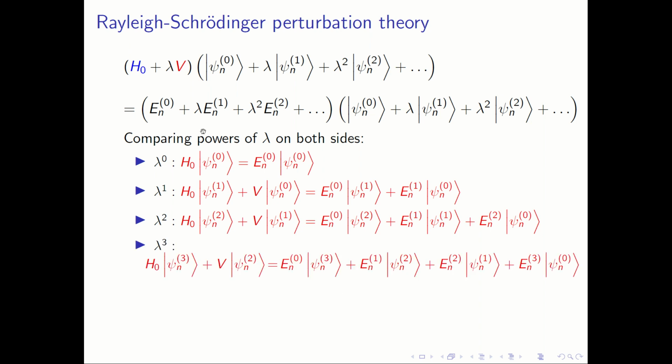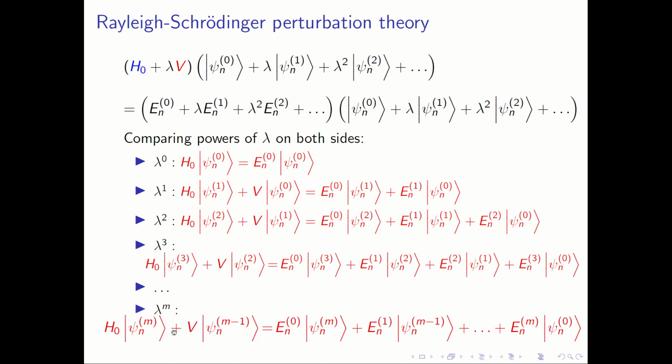Well, for lambda cube, similarly on this side you get H0 psi 3 plus V psi 2, that gives you the 2 lambda cube terms on the left. There will be 4 lambda cube terms on the right, En 0 psi 3, En 1 psi 2, En 2 psi 1 and En 3 psi 0. And we can go on like this. In general, for lambda to the m, the mth order perturbation equation in Rayleigh-Schroedinger perturbation theory is H0 acting on psi m plus V acting on psi m minus 1. So on the left you get only 2 terms, simply because there are only 2 terms in this H0 plus lambda V. On the right, on the other hand, you actually get m plus 1 terms. En 0 goes with psi m to give you lambda to the m, but En 1 goes with psi m minus 1 and so on, all the way down to En m going with psi 0. So these are the basic equations in Rayleigh-Schroedinger perturbation theory.